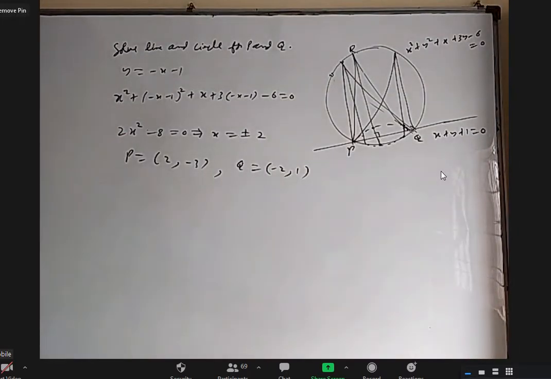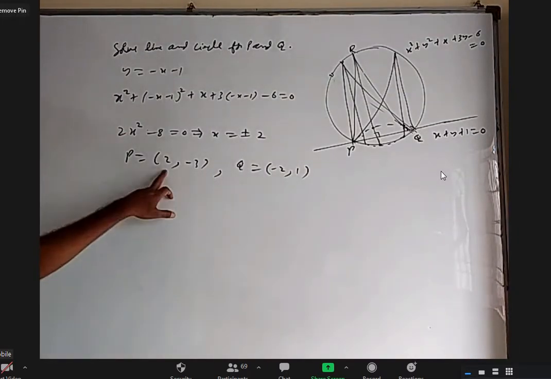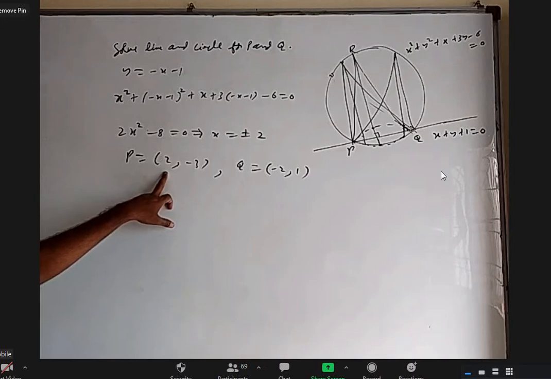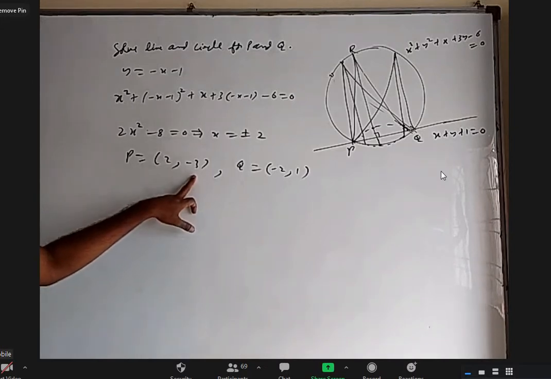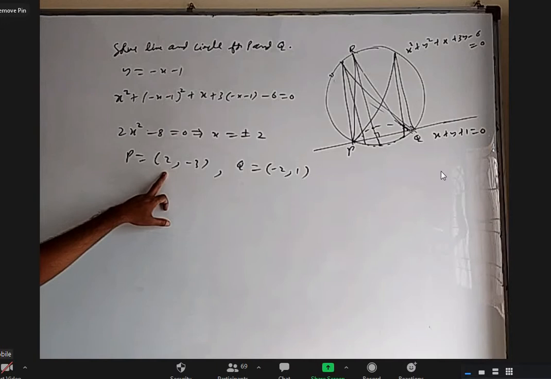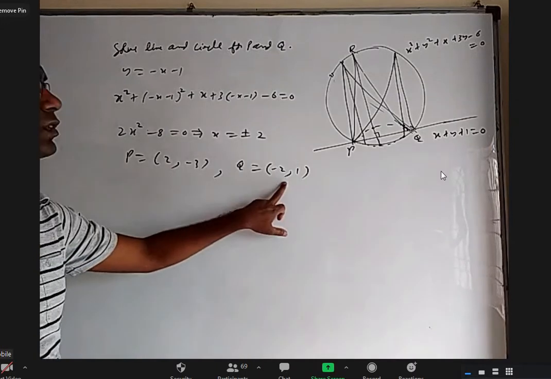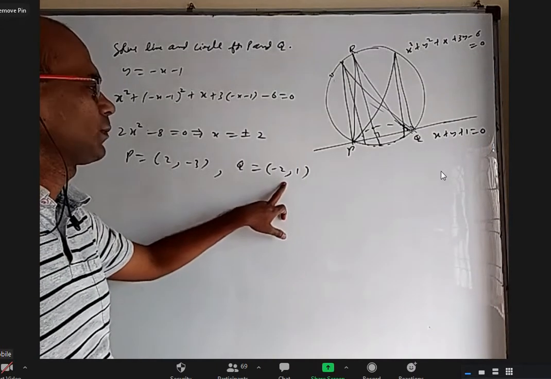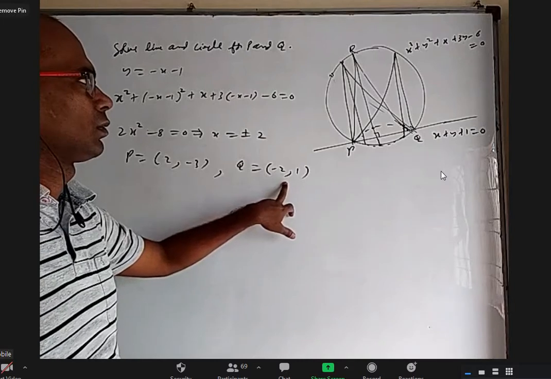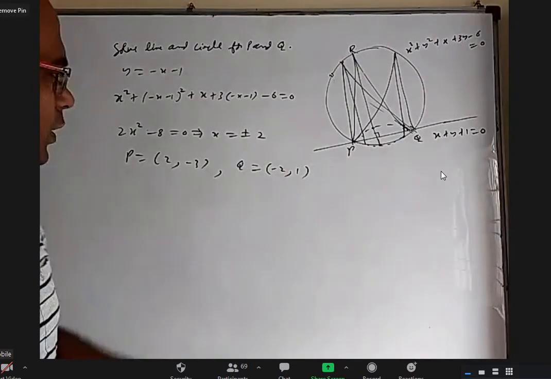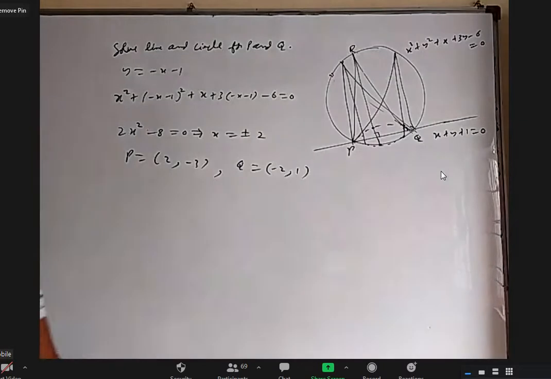I put that in the circle. It will satisfy: 4 plus 9 is 13, 13 plus 2 is 15, and 4 plus 1 is 5, minus 2 is 3, 2 plus 2 is 6. Yeah. Okay, that is the point of intersection of this P and Q. Okay.